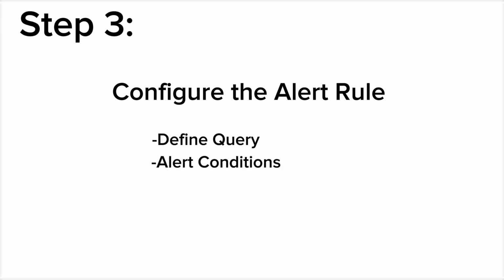Second, alert conditions. Specify the condition under which the alert should trigger. Example, when a metric exceeds a certain threshold. Lastly, evaluate frequency. Set how often the alert rule should be evaluated. For example, every 1 minute.